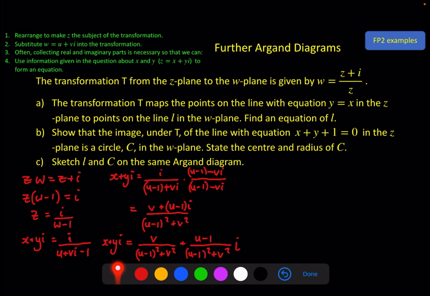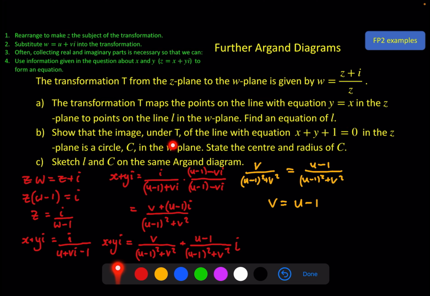So if I jump into a different colour here, and equate v over u minus 1 squared plus v squared with u minus 1 over u minus 1 squared plus v squared, and this is our x equals y statement with u's and v's. Very nicely, of course, we've got the same denominator, so they both cancel out, and we end up with the very simple statement v equals u minus 1, which is our straight line L in the w plane. Part B is very similar.